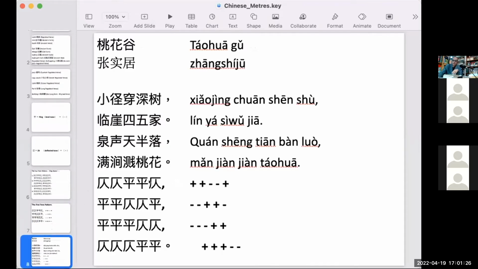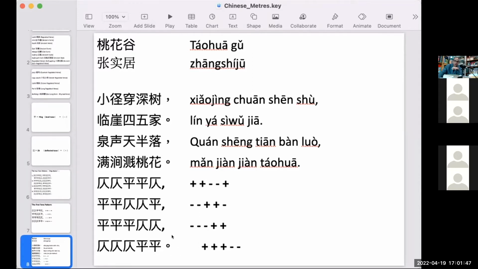Let's take this poem, for example. If we read this poem and try to convert all the tones into ping and ze, we will find it exactly matching the first pattern. Exactly. No deviation, no breaking away from any rule.